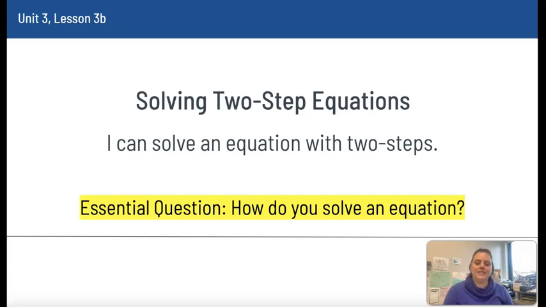Hey y'all, in this lesson we are going to be looking at solving two-step equations. Our I can statement is, I can solve an equation with two steps, and our essential question is, how do you solve an equation?